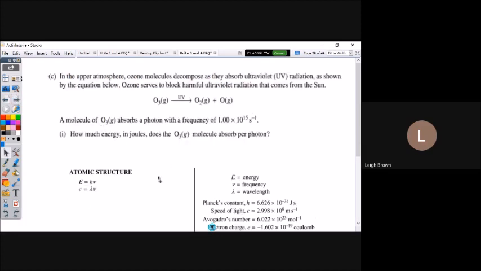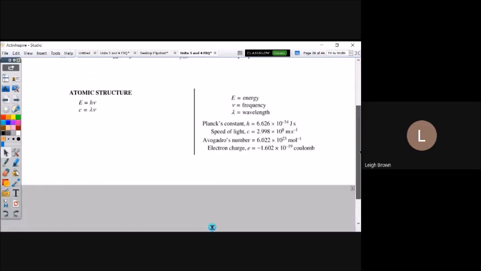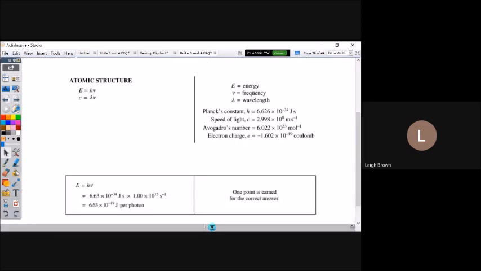We've got this energy formula. It's talking about ozone and UV light breaking up ozone. So how much energy in joules does the ozone molecule absorb per photon? Anytime you solve this energy formula, it is for 1 photon only, so make a note of that. You were given frequency. Notice frequency times Planck's constant, which is also given here, gives energy. So this was a very simple calculation. All you had to do was multiply to get that answer.